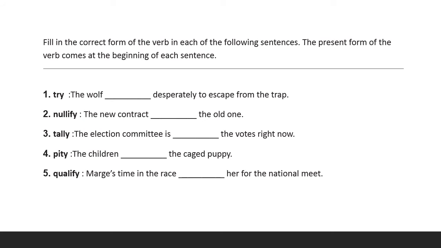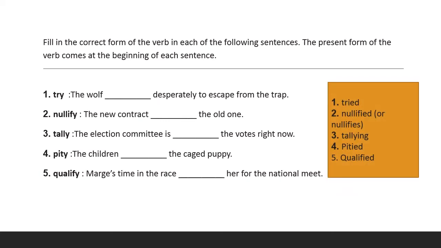Now again, let's try to do this exercise where we need to identify the correct form of the verb in the sentences. The wolf tried desperately to escape from the trap. The new contract nullified the old one. The election committee is tallying the votes right now. The children pitied the caged puppy. Marge's time in the race qualified her for the national meet.